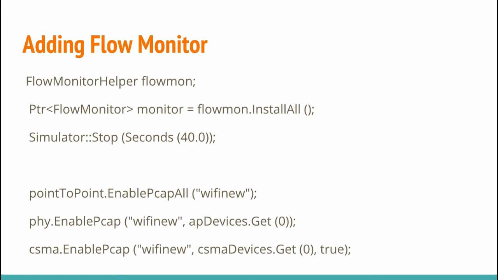The next part is the flow monitor. Flow monitor is a useful module in NS3, which calculates many values that are useful for the user in order to estimate the performance of the network. We can calculate throughput, we can calculate transmission efficiency, all that can be calculated using this flow monitor.